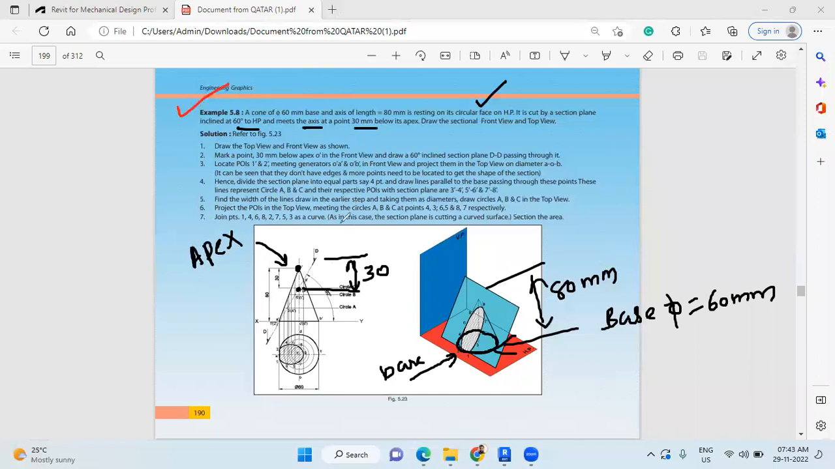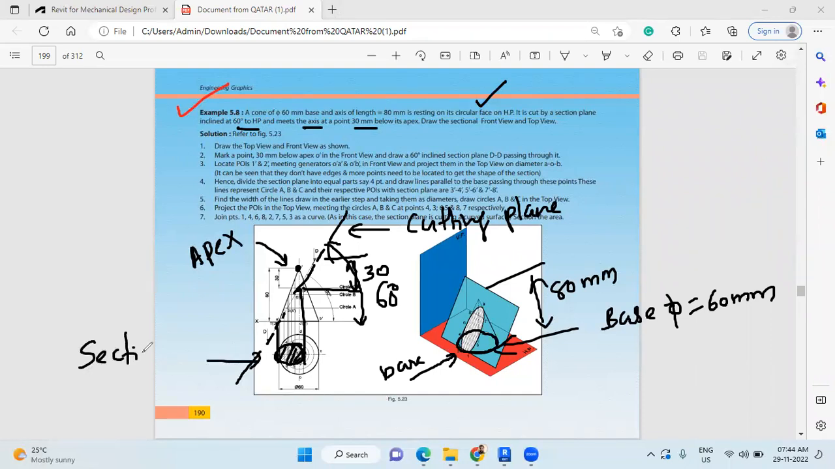Then through that point, draw a line. This represents our cutting plane, and the cutting plane inclination is 60 degrees. Then mark the cutting points and transfer all these cutting points. You will get the section, and this is called a sectional top view.